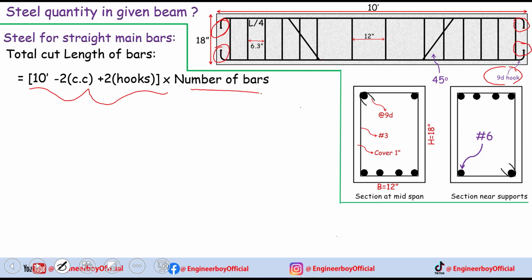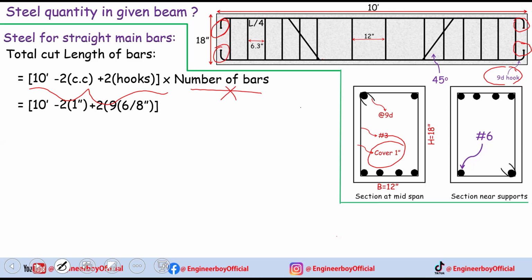That's why we have to multiply the length of one bar with the number of bars, so we have the total calculation, or maybe you can say the total cut length for all bars. As you can see, we have 10 minus 2 times concrete cover. Concrete cover is 1 inch. That's just known. You can see it in the sections. And then we add two hooks, you can say 2 times 9D.